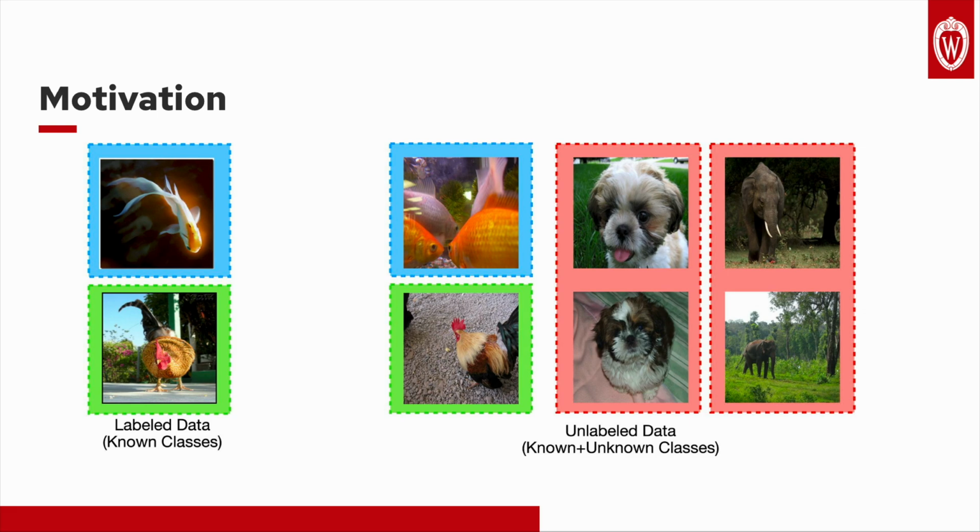Machine learning models have made remarkable progress, but most of them assume a closed world scenario where training and testing data come from the same distribution. However, in real-world applications, models often encounter new, previously unseen classes, as seen in the figure. In a dataset with fish, chicken, dogs, and elephants, initially, only samples of fish and chicken are labeled. The dog and elephant samples belong to unknown classes.